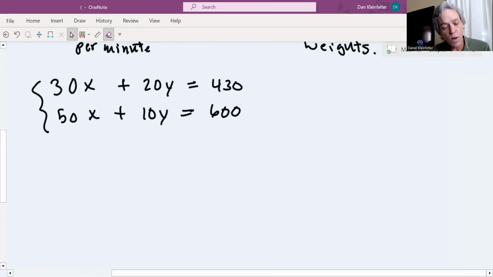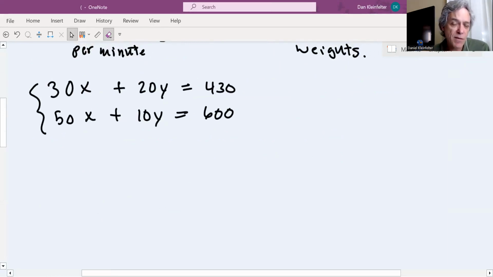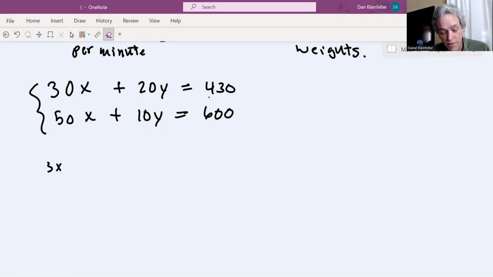Okay, so one thing that you'll notice as we proceed into more story problems is that the numbers are not so much just like 1s, 2s, and 3s, right? So it's worthwhile to take a few minutes to try to simplify the equation some. In this case, notice that both equations, all the constants are divisible by 10. So I'm going to go through and divide by 10 in the first equation. We'll have 3x, 2y, and that's 43.